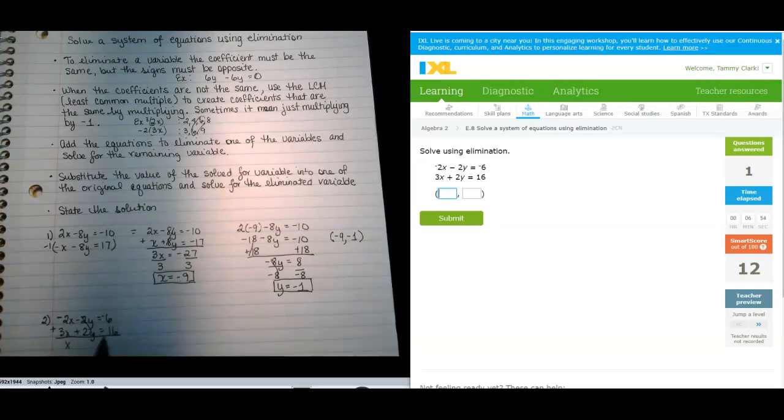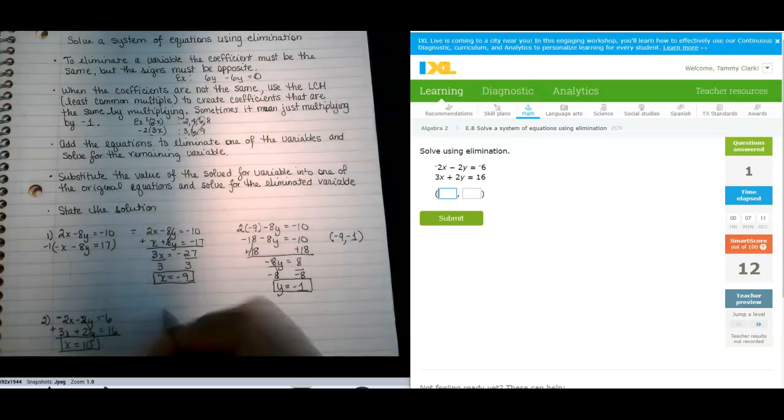Negative 6 plus positive 16 is equal to 10. So x equals 10. Now I'm going to substitute into either equation 10 for x. I'll use this bottom one. So 3 times 10 plus 2y is equal to 16. We've got 30 plus 2y is equal to 16.